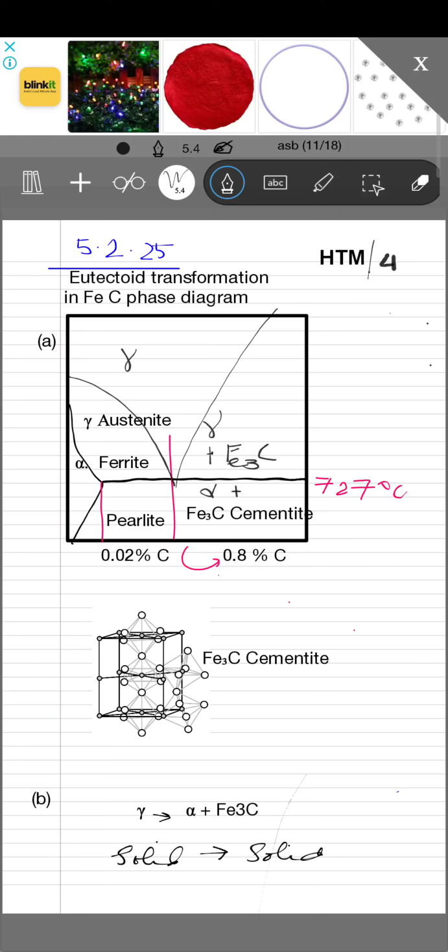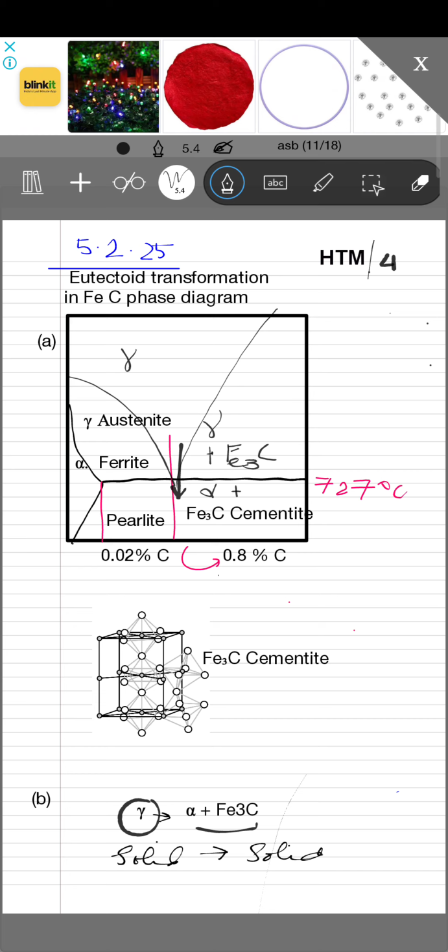Hello students, this is a summary of what has been discussed today in the HTM class. We have mainly discussed the eutectoid transformation in the iron carbon phase diagram. This is the eutectoid transformation that is taking place. The austenitic phase is getting converted into two solid phases: one is alpha, the ferrite, and the other is cementite.